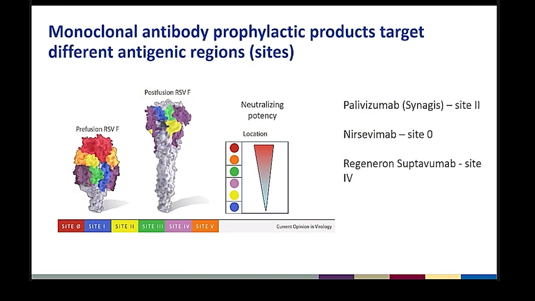All right, so I mentioned to you that monoclonal antibodies or antibodies can bind to different regions of the fusion protein, and all of the monoclonal antibodies that are either licensed or in clinical trials are directed against the fusion protein. Synagis or palivizumab, which is already licensed, is directed against site 2, yellow, which is present in both pre-fusion and post-fusion F. And then there's nirsevimab, which is under clinical trials, several other ones, but nirsevimab is directed against site 0. And then I mentioned Regeneron suptavumab, which had been in clinical trials that was stopped, that was directed against site 4. Next slide.